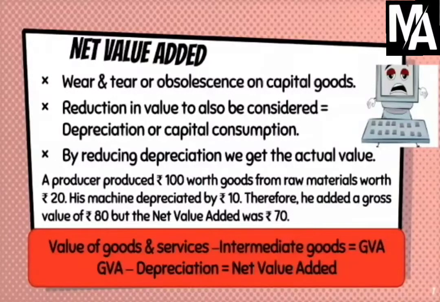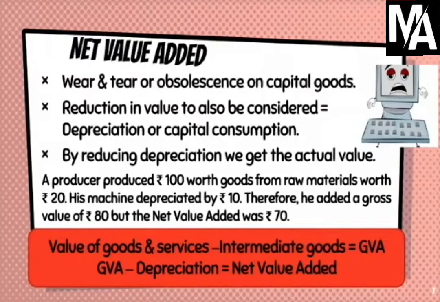A producer has produced 100 rupees worth of goods from raw materials worth rupees 20. But then his machine depreciated by rupees 10. So what is the actual value which he has added to the economy? It is 100 rupees minus the raw materials, which means the value is 80, and minus depreciation, which means the net value added is rupees 70.